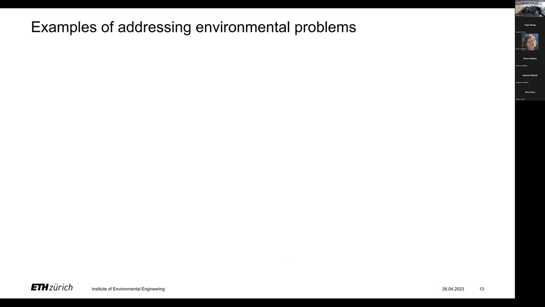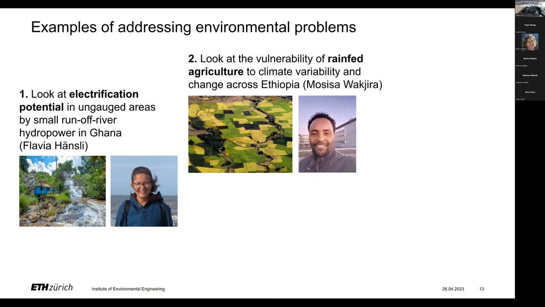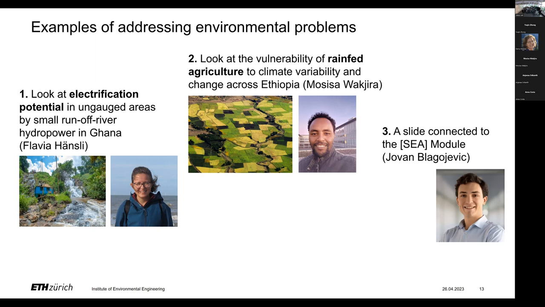So let's look now at two examples. I want to present this use of global data sets on two examples. One is looking at electrification potential in ungauged areas of the entire country of Ghana, work done by a master student in our group, Flavia. And then the second topic will be to look at the vulnerability of rain-fed agriculture in Ethiopia by PhD student Musisa Gira. He's seen the room and he's watching the presentation too. And then I'll have a slide at the end connecting to the C module. Johan Valer is just sitting here in the middle. He's a PhD student working on this project. We'll be here for the next 2 weeks still in Singapore.